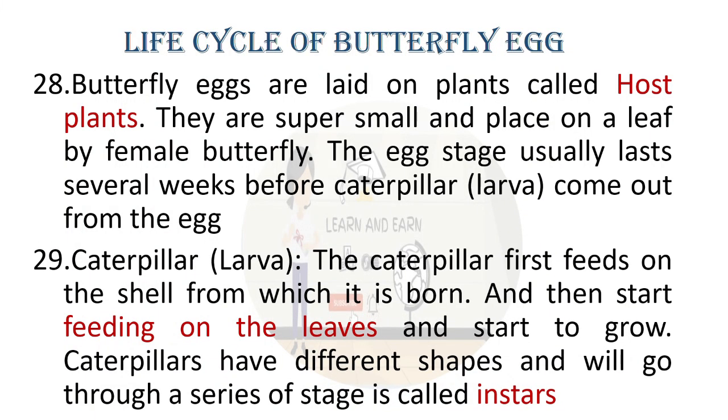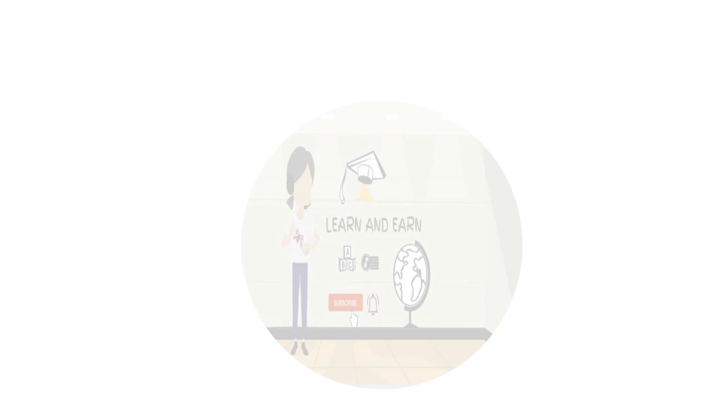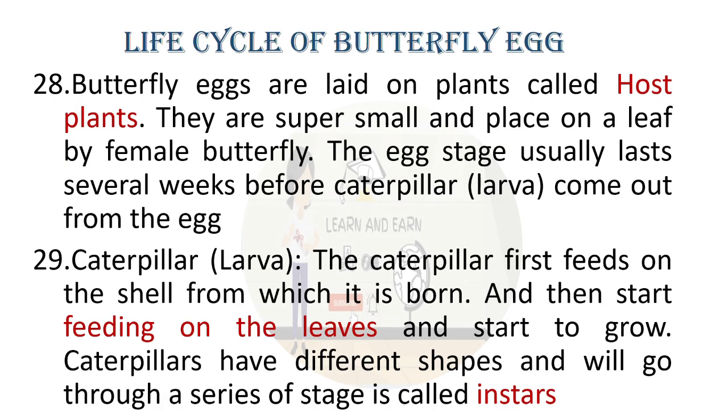29, MCQ: Caterpillar, also called larva. This is another MCQ that caterpillar is also called larva. The caterpillar first feeds on the shell from which it is born, and then starts feeding on the leaves and starts to grow. Caterpillars have different shapes and will go through a series of stages called instars.